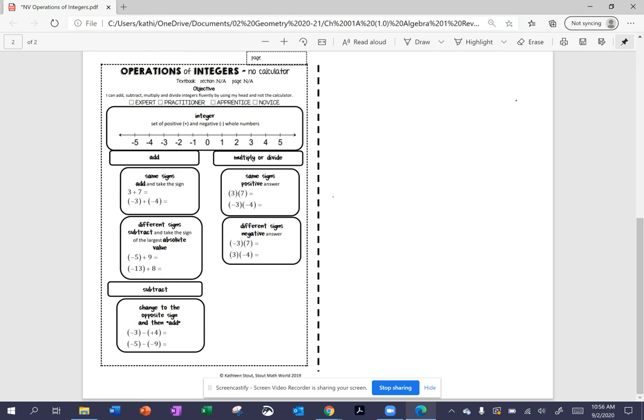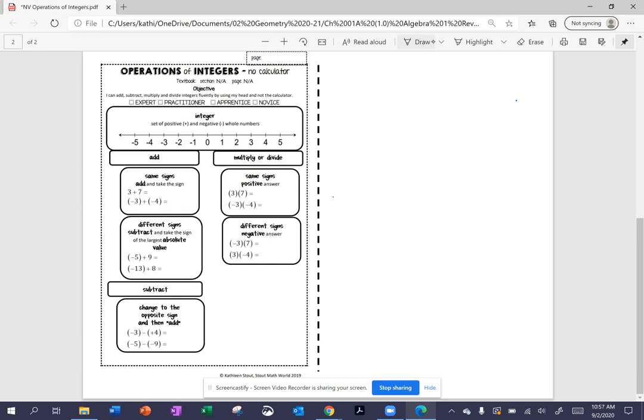I want you to take a minute and evaluate where are you on that. Are you an expert? Can you do this easily without your calculator? Practitioner? Most of the time without a calculator, or if I have to use a calculator, I'd be an apprentice or a novice. My goal is to be able to do this without a calculator.